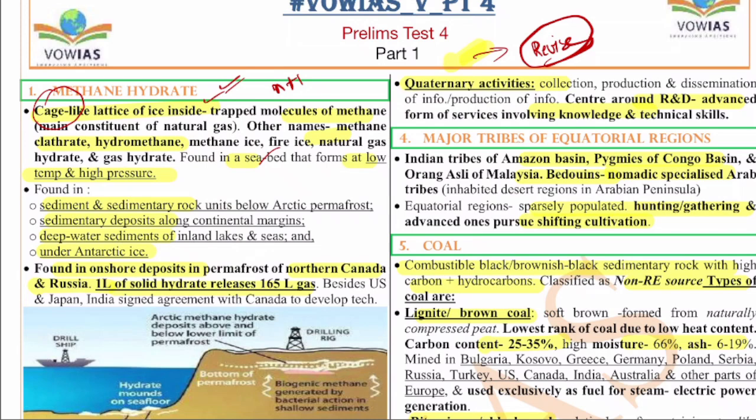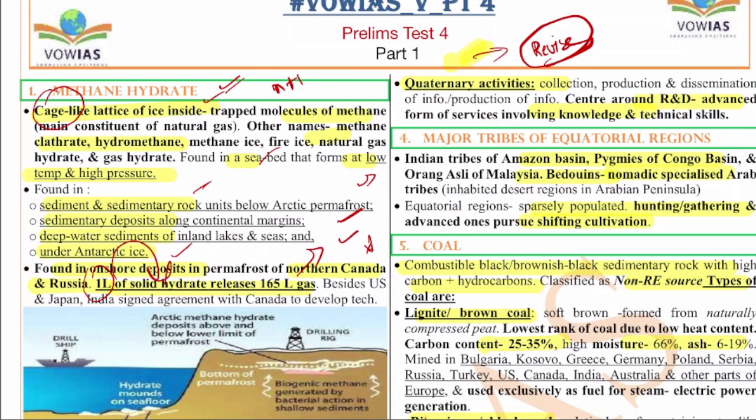This methane hydrate is found in sedimentary rock units below the Arctic permafrost. It is found in sedimentary deposits along the continental margins, in deep water sediments of inland lakes and seas, and under the Antarctic ice. It is also found in onshore deposits in the permafrost of northern Canada and Russia. 1 liter of solid hydrate releases approximately 165 liters of gas.